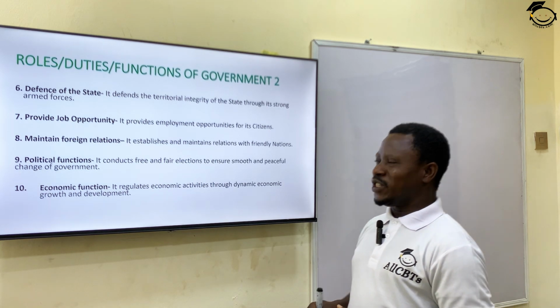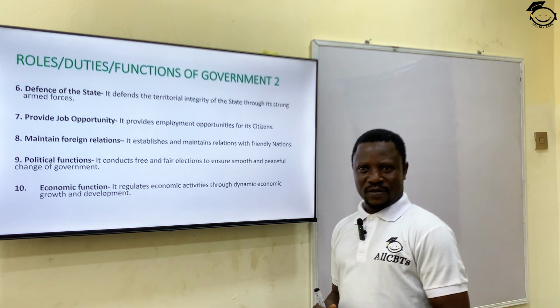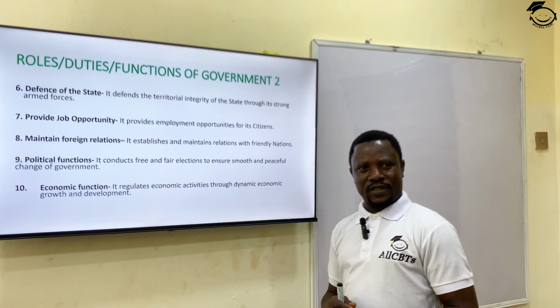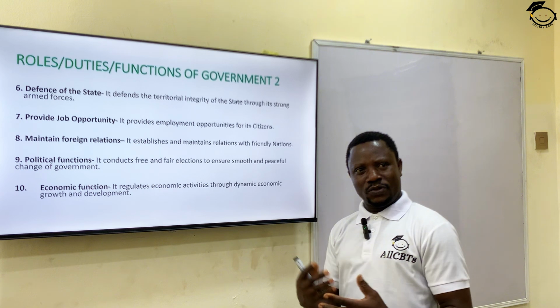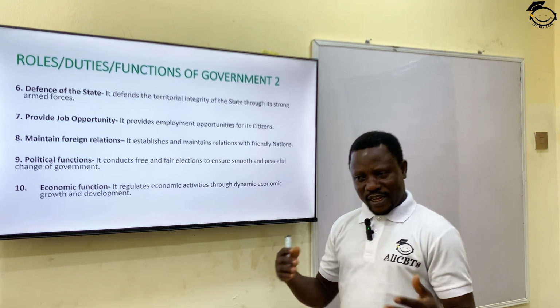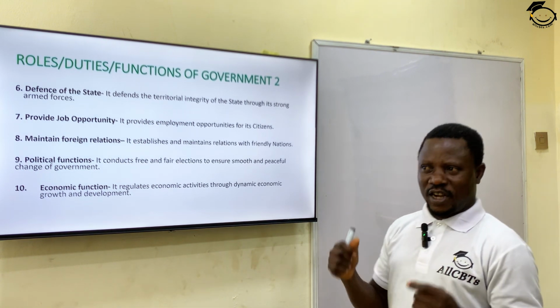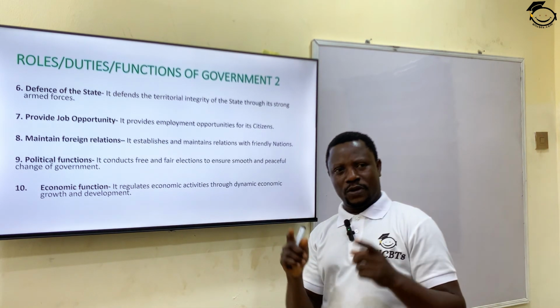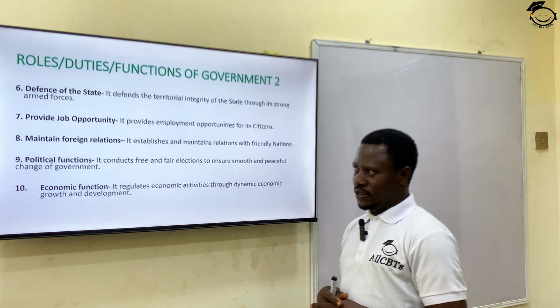Government has been said to be the largest employer of labor. There's a limit to what an individual can do when it comes to employment. There's a limit to what an organization can do when it comes to employment. The largest employer of labor is the government. So the people in any society are looking up onto government for employment.